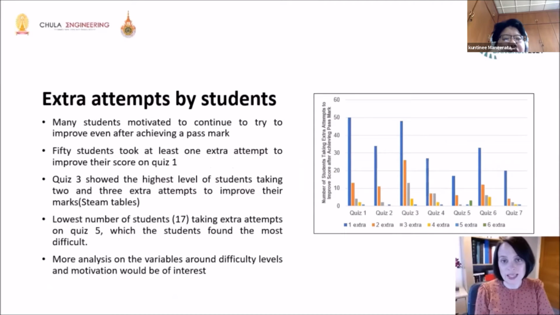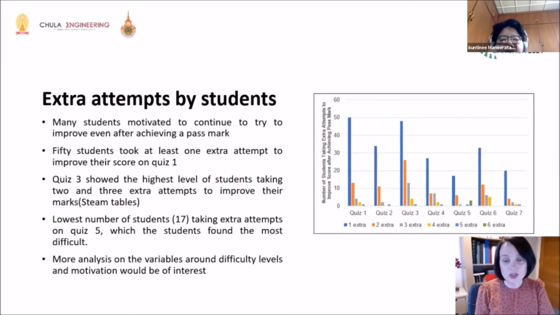Despite often taking several attempts to reach the pass mark, we found that a lot of students continued to try to improve their mark even beyond the pass mark, even though there was no credit for the marks that they achieved. And we saw this as a great indicator of student motivation. For example, 50 students took at least 1 extra attempt to improve their score on quiz 1.